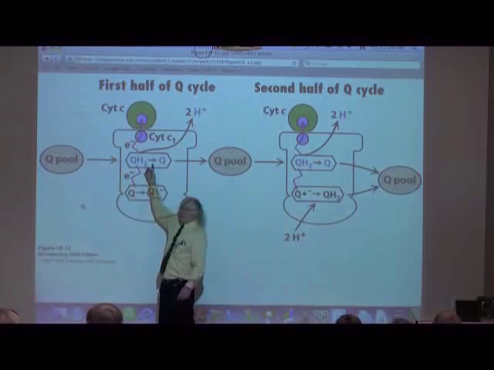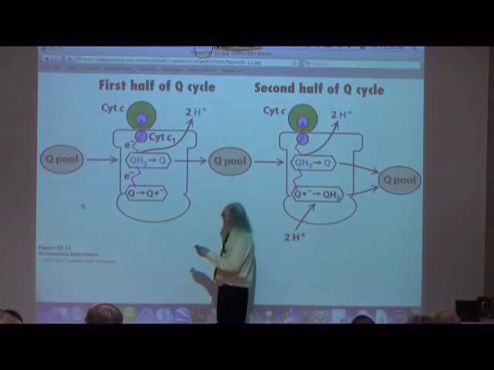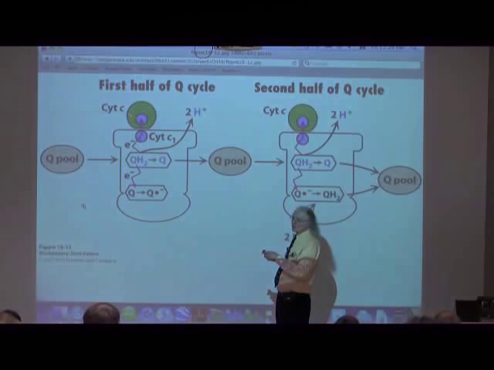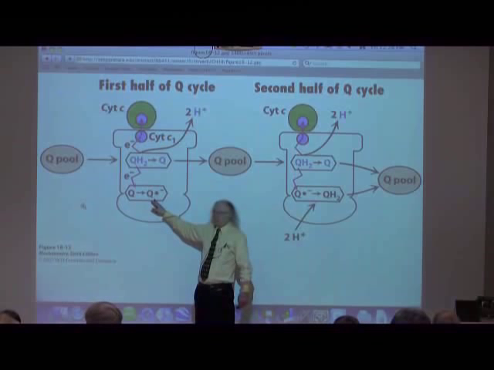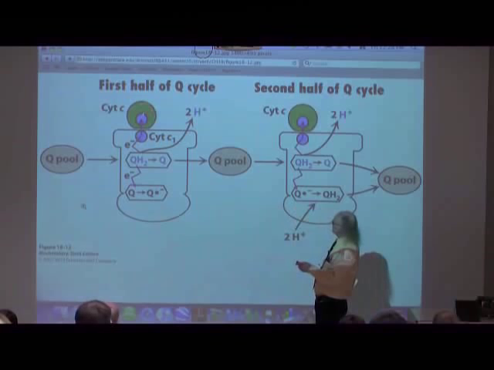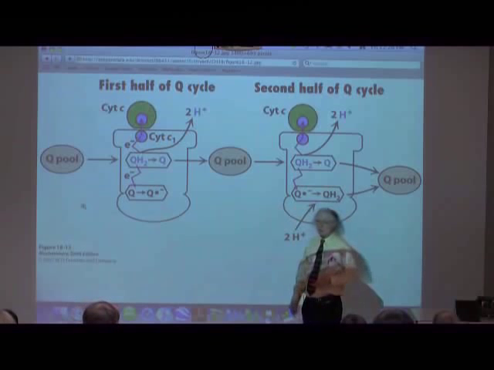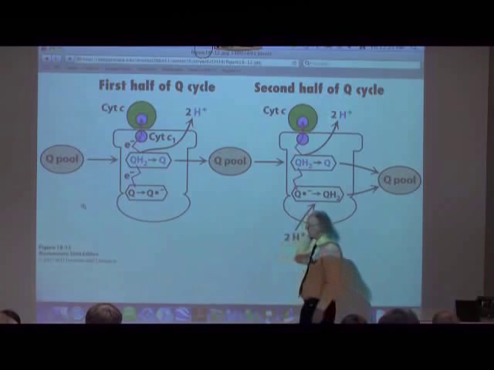So we've got a Q coming in, and we've got a Q that's already there, and this Q that's already there did not have any electrons on it. So to account for our two electrons, one goes to cytochrome C, one goes to an oxidized coenzyme Q to get a Q with one electron on it. Everybody with me so far? Now, cytochrome C, of course, has gotten its electron, so it gets out of the picture. It's now going to take its electron and pass it on to complex 4. So cytochrome C is going to leave.